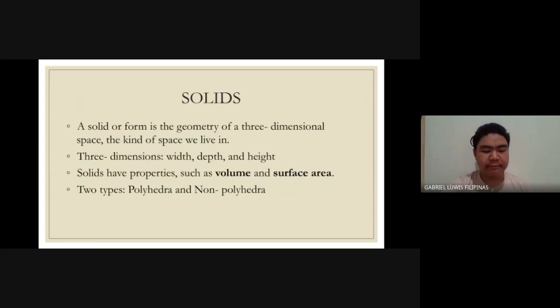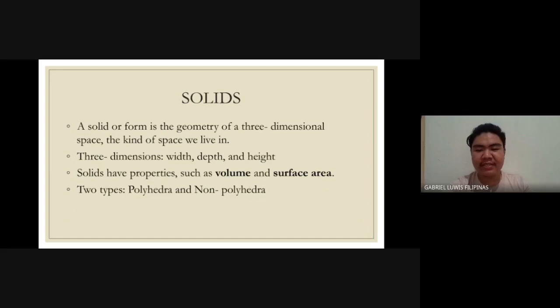For the solid, a solid or form is the geometry of three-dimensional space, the kind of space we live in. There are 3 dimensions: the width, the depth, and the height. Solids have properties such as volume and surface area.